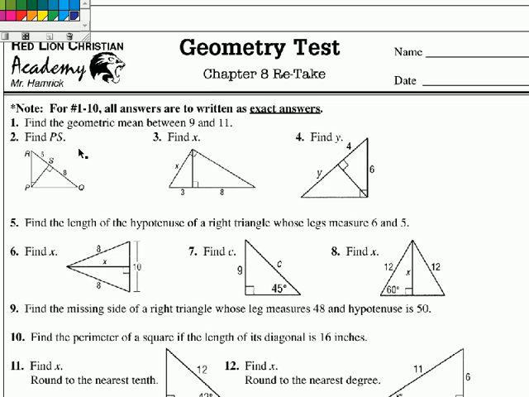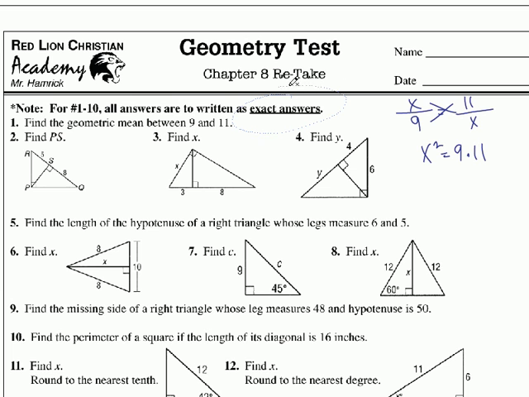Alright, let's see. Find the geometric mean. So let's do that first. Find the geometric mean between 9 and 11. Let's just put this over here. So the geometric mean is a proportion. Put the x here and the x here. That's your geometric mean between 9 and 11. So you put 9 here, you put 11 here. Cross multiply. X squared equals, watch this, 9 times 11.